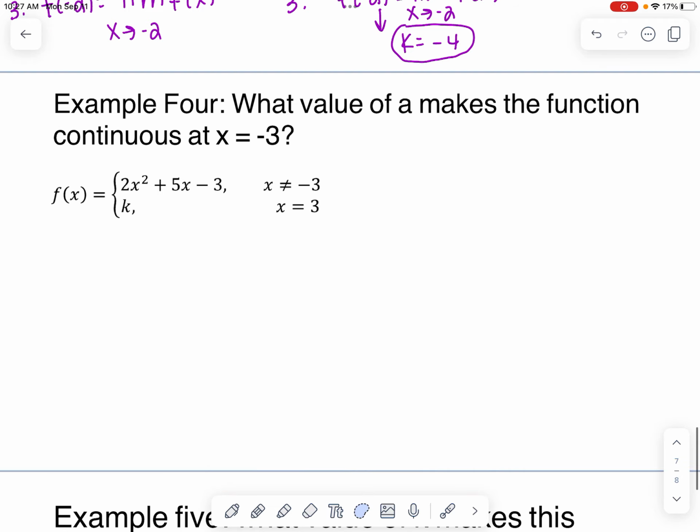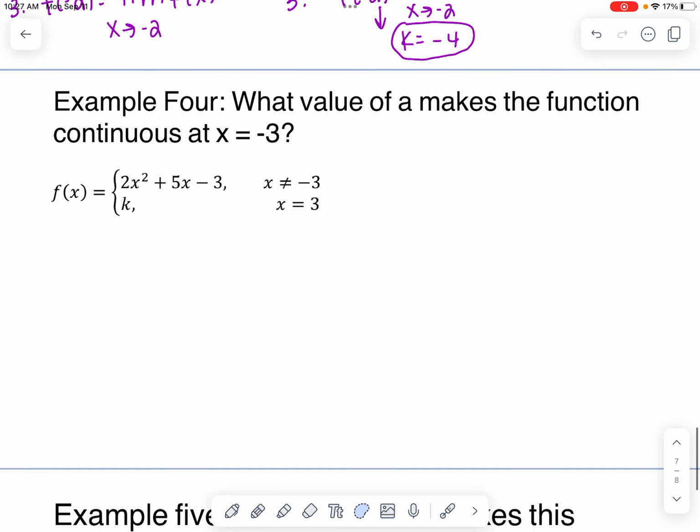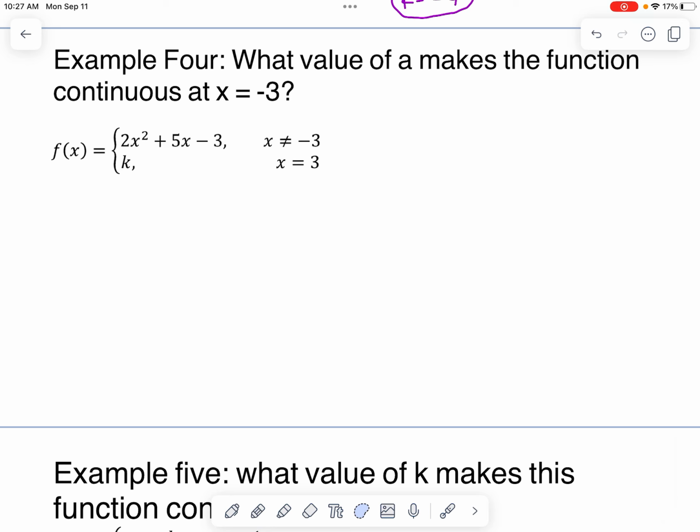Okay, a couple more. How many more do we have? 2 more. So what value of a makes the function continuous at negative 3?